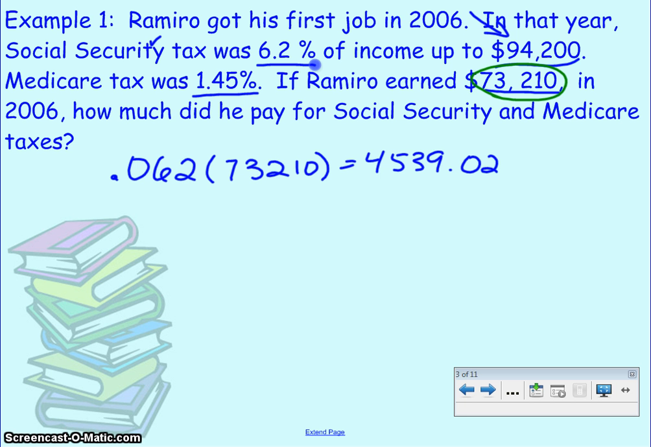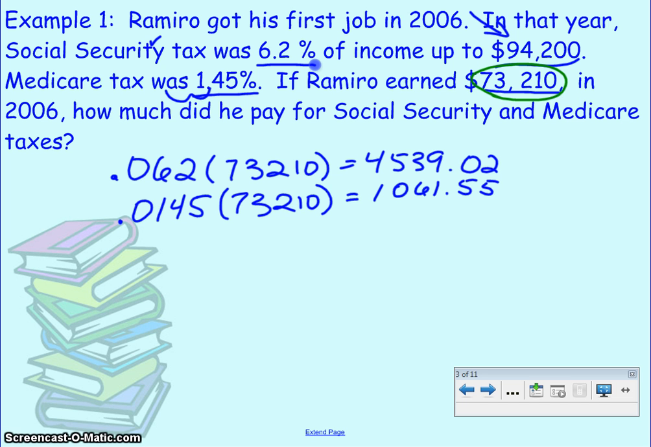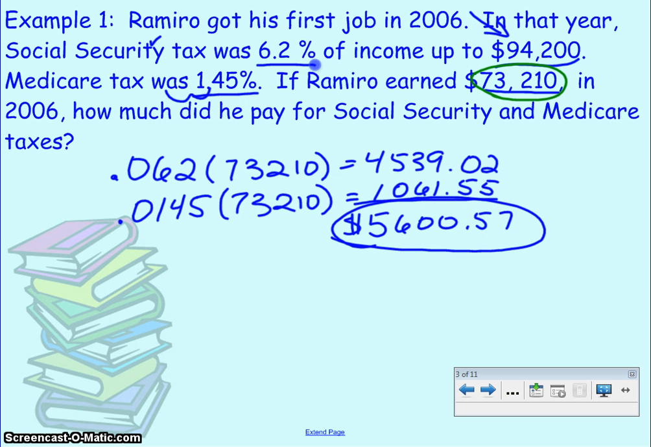So we've got Social Security done, now we've got to do Medicare. Well, Medicare, again, is 1.45%, so if I move the decimal over twice, I get 0.0145 times the same income that we did with the Social Security. When we multiply that, I get $1,061.55. Now to find the total that he paid, we're going to add these two values together, and we get $5,600.57. And that was the total that Ramiro paid for Social Security and Medicare tax.